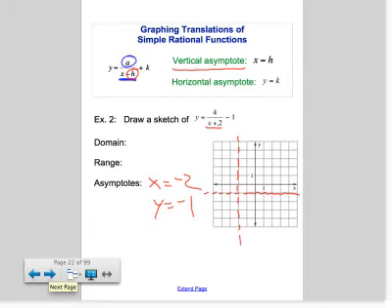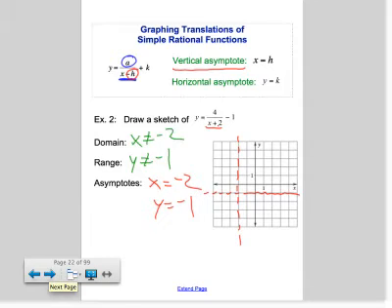Furthermore, that changes your domain. Your domain is very simply x cannot equal -2, and your range is now y cannot equal -1, but it can hit everything else.